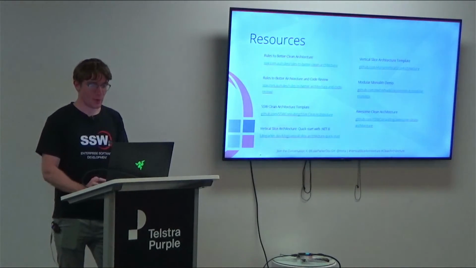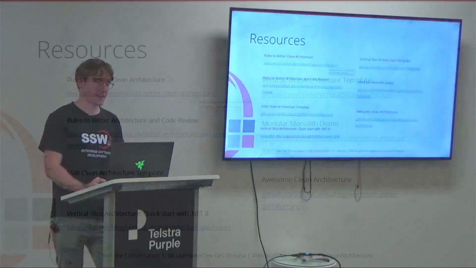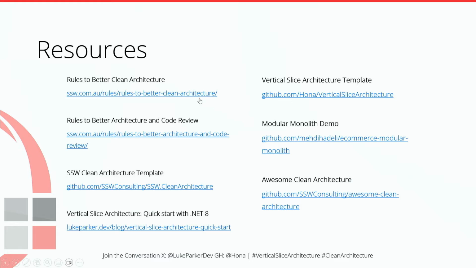So if you want to learn more about a few of these things, there's SSW Rules to Clean Architecture, which shows you a bunch of stuff about CA. Rules to Better General Architecture and code reviews, so stuff similar to ADRs and whatnot. The clean architecture template that I use, so not Jason's one, the SSW one, which has some DDD flavors dragged in a bit more than other templates. A quick blog showing a bit more about how you use the VSA template of mine that I showed. The actual repo.